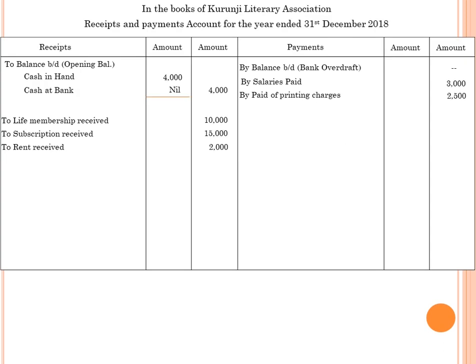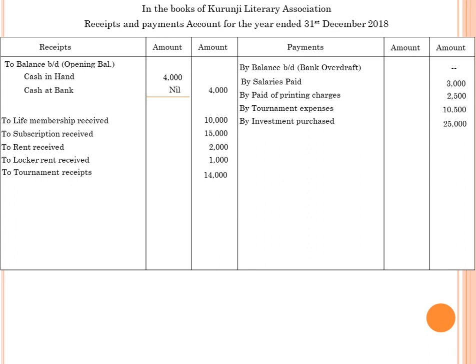By printing charges paid 2,500, to locker rent received 1,000, to tournament receipts 14,000, by tournament expenses 10,500, by investment purchased 25,000. And find the total. See, on the debit side we have the excess amount. Debit side total 46,000. The same total you put on the credit side, 46,000, and find the balancing figure. Cash in hand, balancing figure, how much? 5,000 rupees. This is the simple problem for the receipts and payment account, my dear. I hope you understood clearly, and we move on to the second problem.